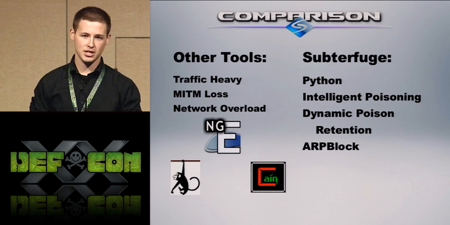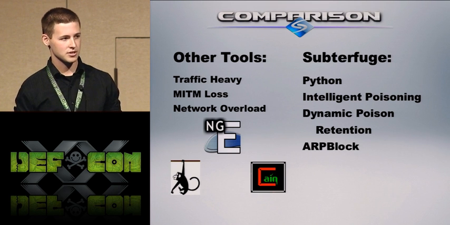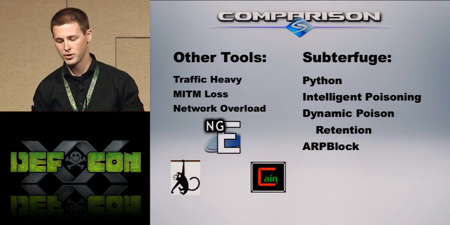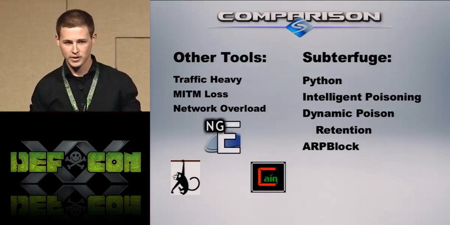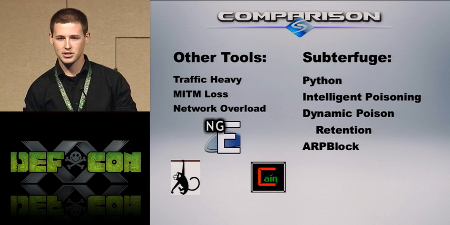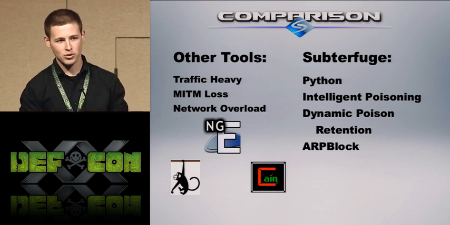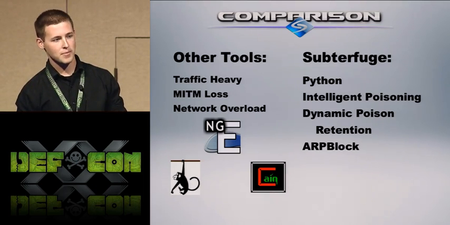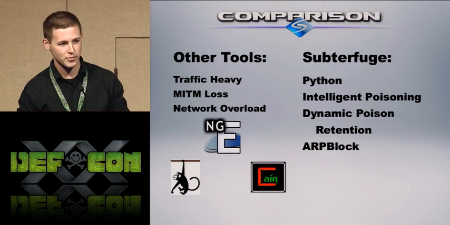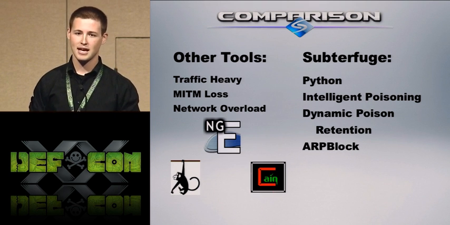Now, dynamic poison retention is really unique to Subterfuge, where it actually listens for those basic ARP communications between the router and the clients, or the clients and the router, that would typically make you lose that man-in-the-middle situation. So oftentimes Windows, for example, when it first turns on and connects to the internet, even if its ARP cache is full, it'll say, hey router, where are you again? Just checking. Now that would normally make you lose the man-in-the-middle position if you were an attacker, because the router would say, here I am, and the client would be like, oh, there's the real router.